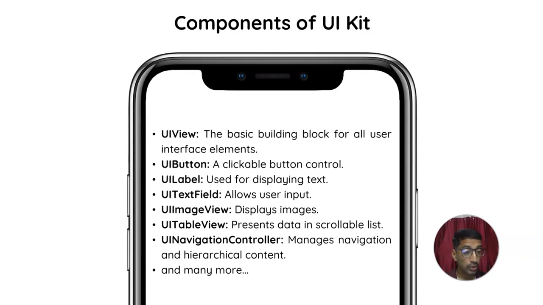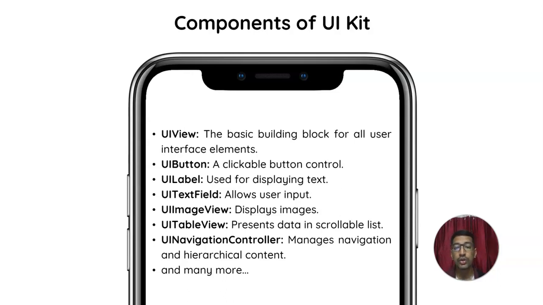So what are the components in UI kit? This is the list of components present in UI kits. Not only this many components are there, but a large number of components are present in UI kits. These are only examples of those elements. First is UI view. So what is UI view? The basic building block for all user interface elements is a UI view.